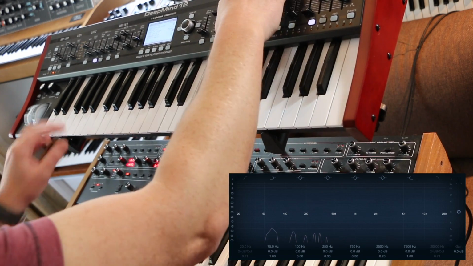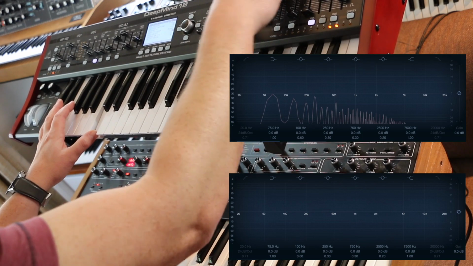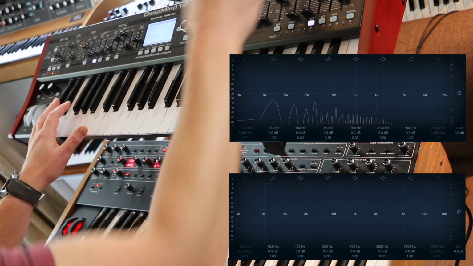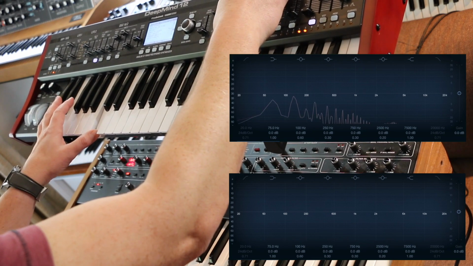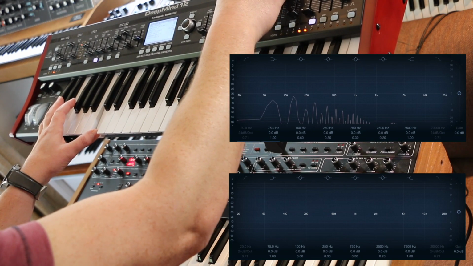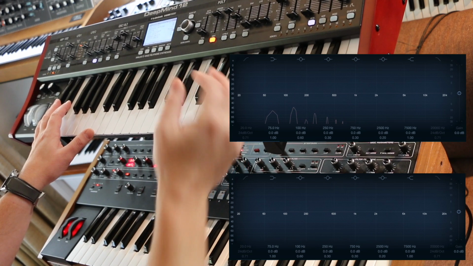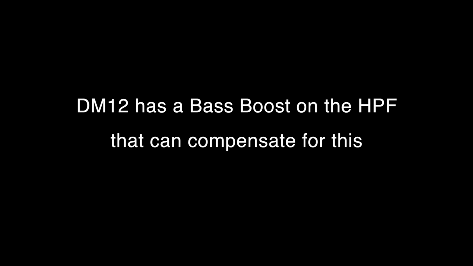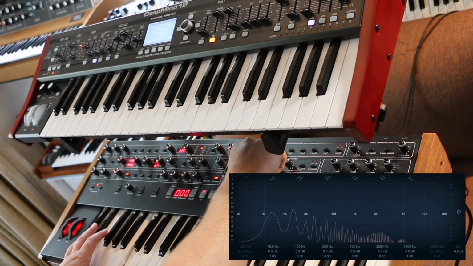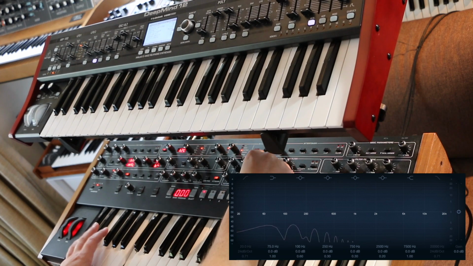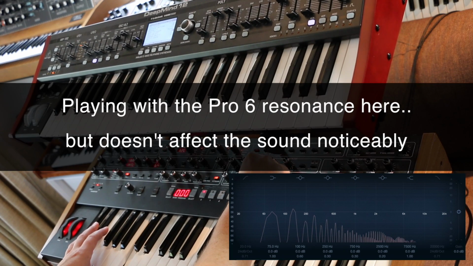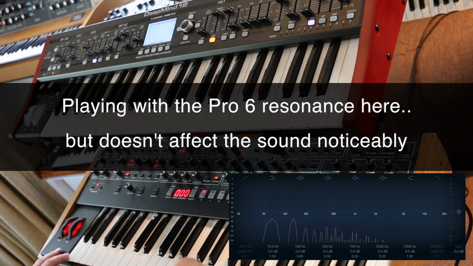So let's add a bit of resonance. Drops in volume and the bass drops out straight away, as you'd expect. And with this, it actually increases slightly, doesn't it? Try it with one note.